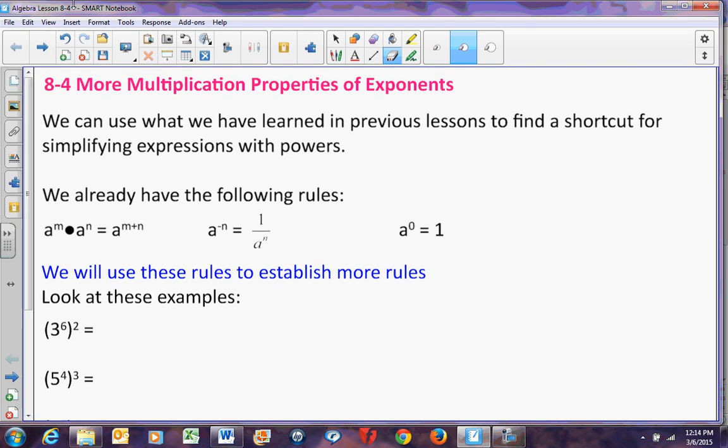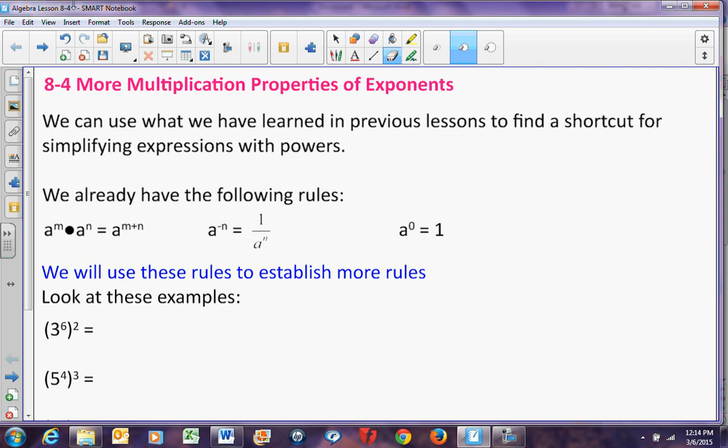This is Algebra Lesson 8-4, more multiplication properties of exponents. Now, we've already had some multiplication properties. Now we're going to add even more multiplication properties. But we're going to use properties we've already learned to find some new properties. So let's review what we already have. We already have the following rules.